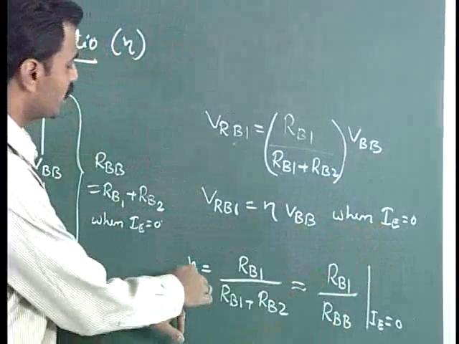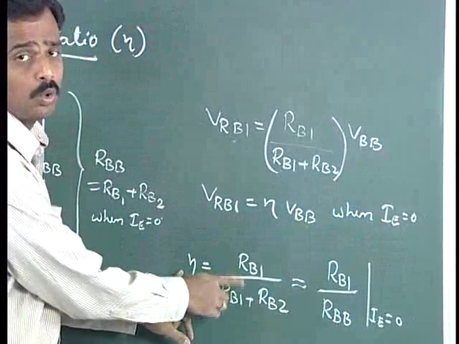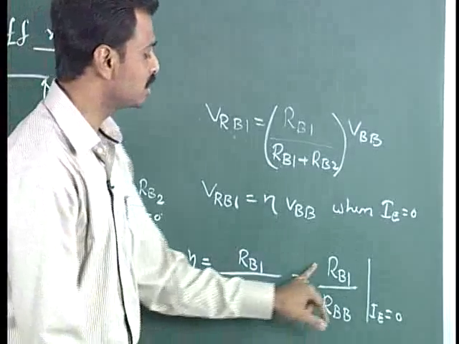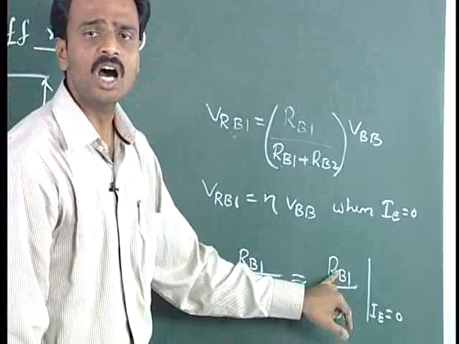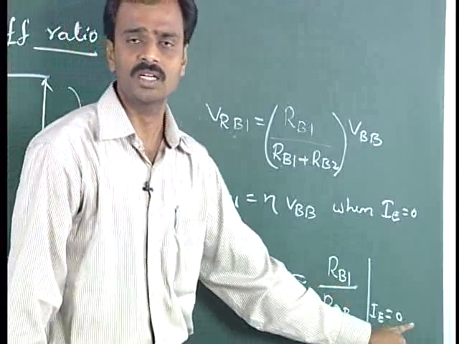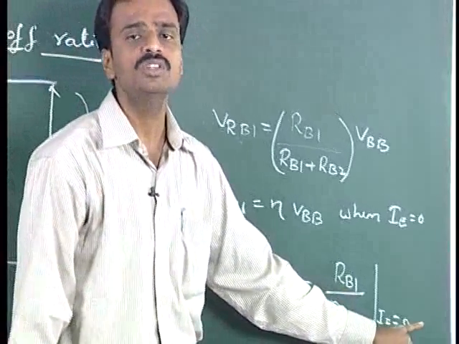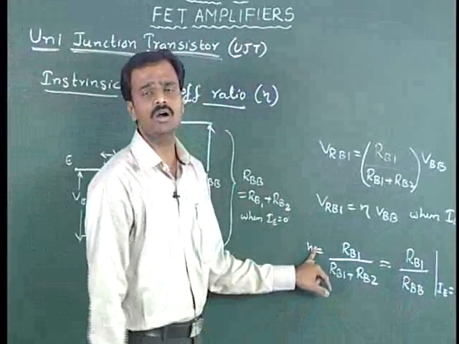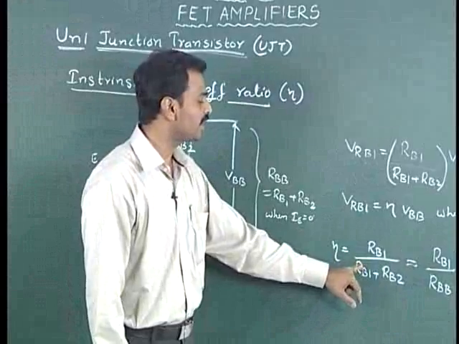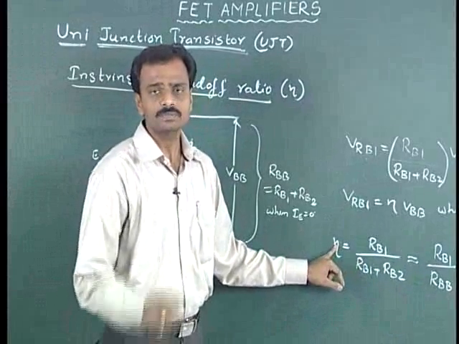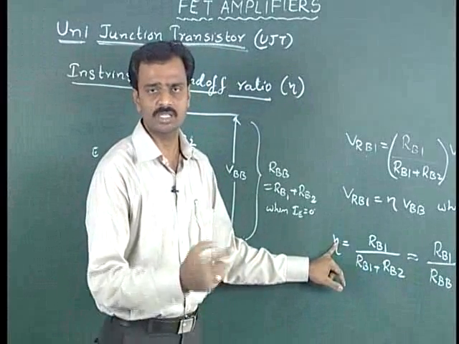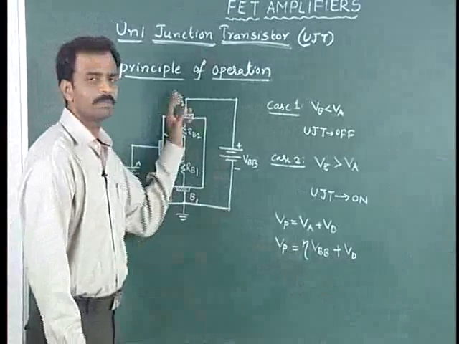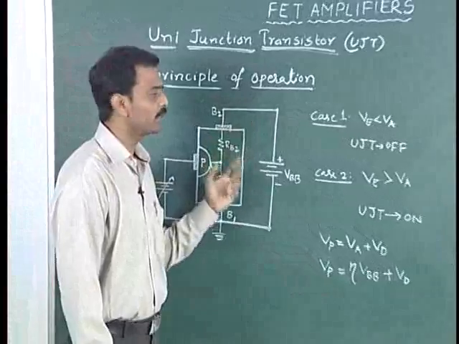So now the intrinsic standoff ratio is the ratio of RB1 to the total resistance, which can also be represented as RB1 by RBB under the condition IE equals 0. This is how we can derive the equation of the intrinsic standoff ratio, eta, which is the ratio of the input resistance, RB1, to the total resistance. Next we will see the principle of operation, how it can be operated.